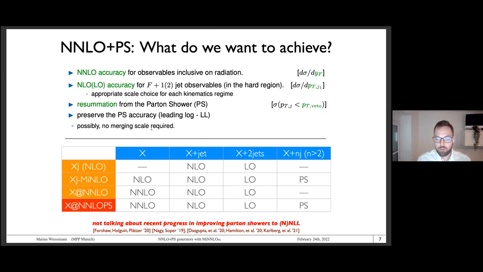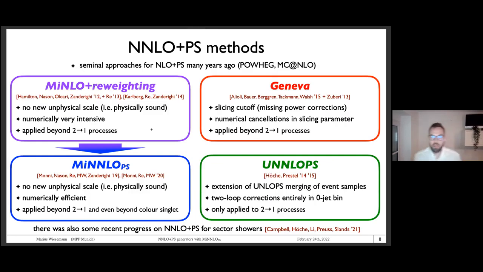What I'm not going to talk about here is how to improve parton showers themselves, their logarithmic accuracy. There has been some very nice recent work, which I will skip here. So let me talk about what methods there are at the moment. I won't go through much detail again because of time, but let me just mention them.